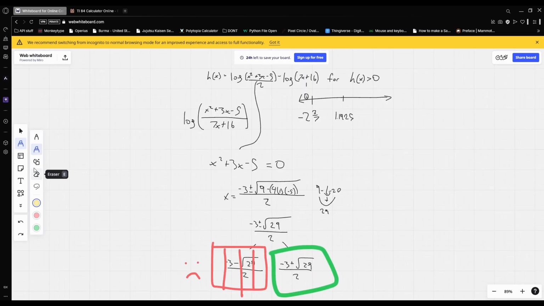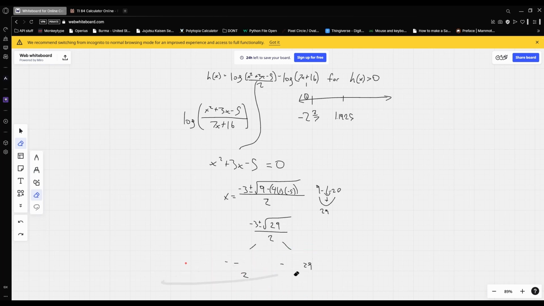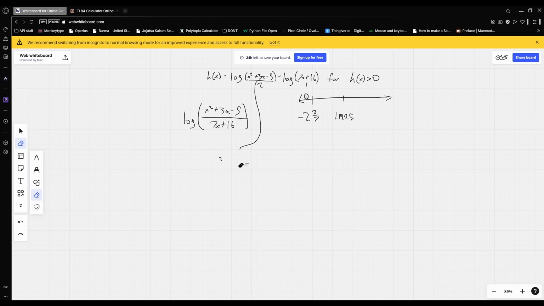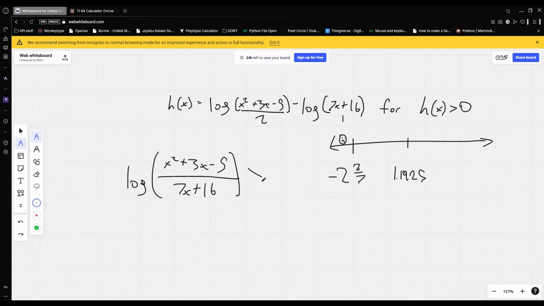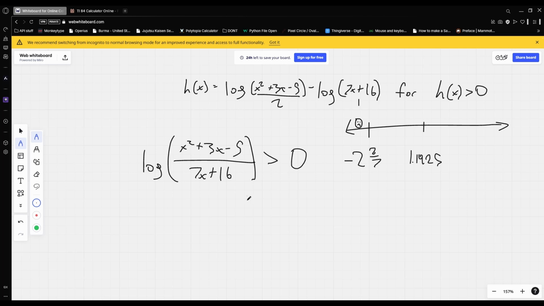So, you may think we're done, but we're not. I'm just going to erase all this down here because now we need to move on to step 3. And step 3 is solving the combined expression. So we need to solve this right here. Let's set this greater than 0, because that's what we do for the combined expression.